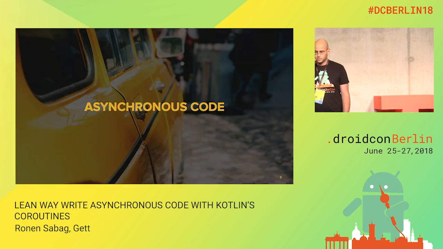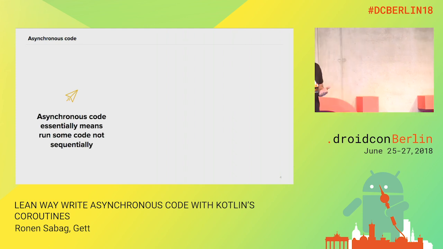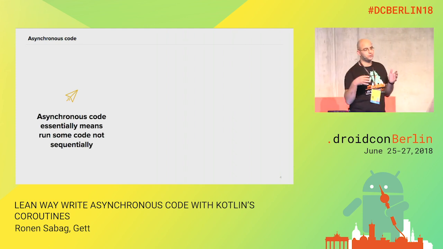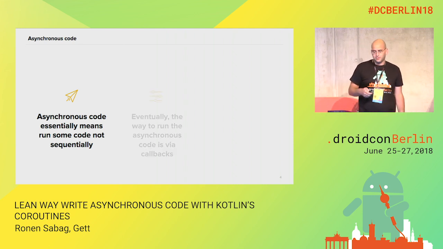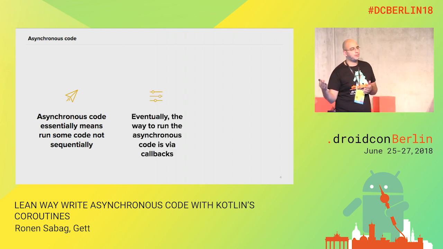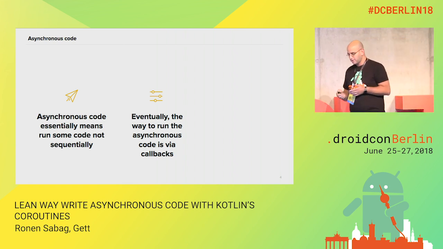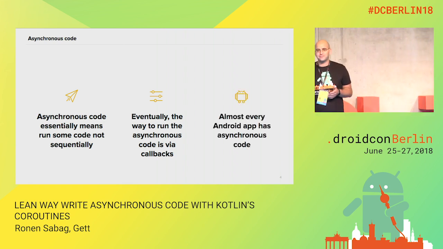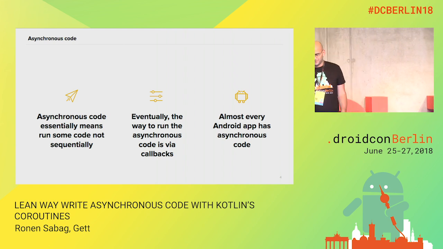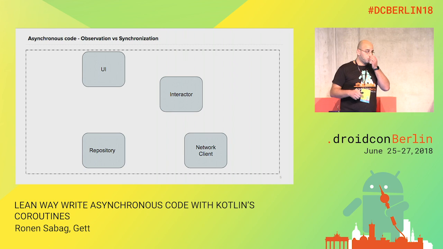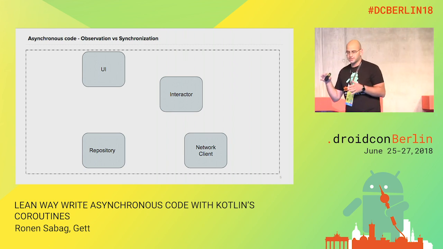All right. So async code. Basically, async code means, not surprisingly, that you're going to run the code not in a sequential way. Most of the time, you're going to have some callback, and you're going to do some job, and after that, you're going to call this callback. And I don't believe that there is a real app today that doesn't use any async code. So I want to emphasize the difference between observation and synchronization.